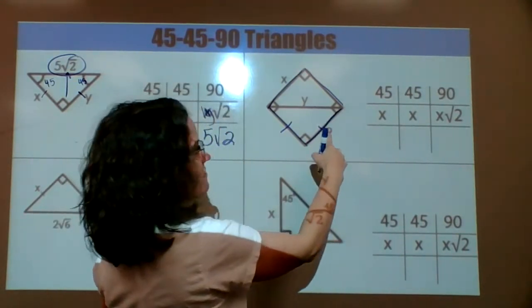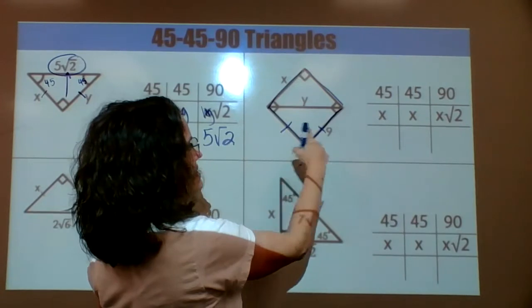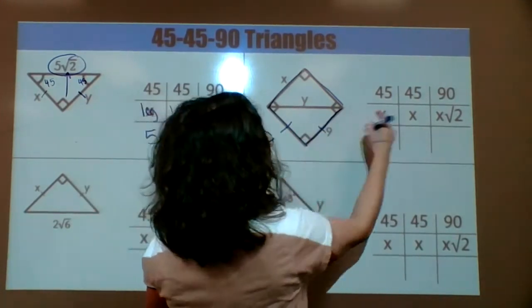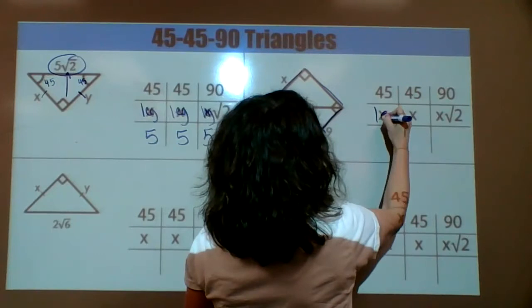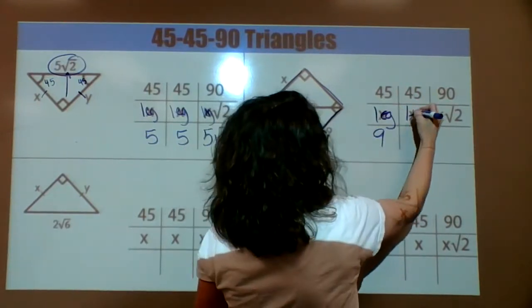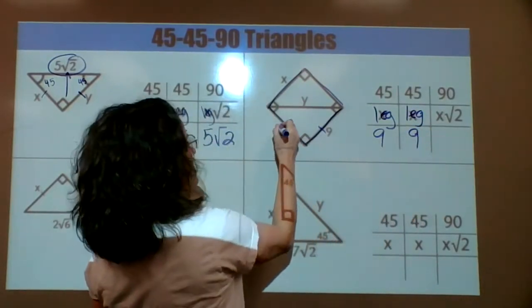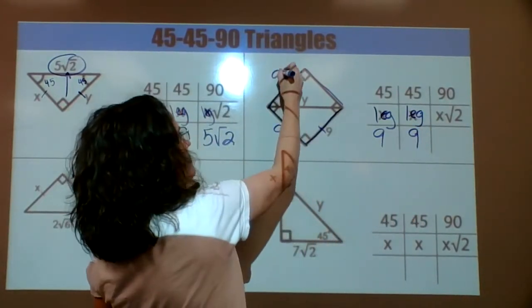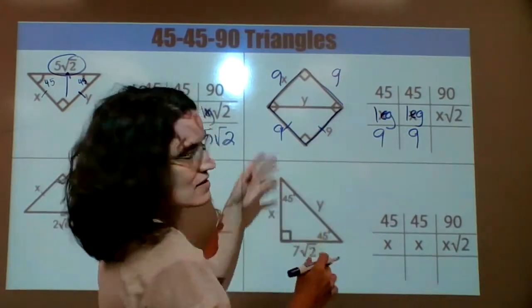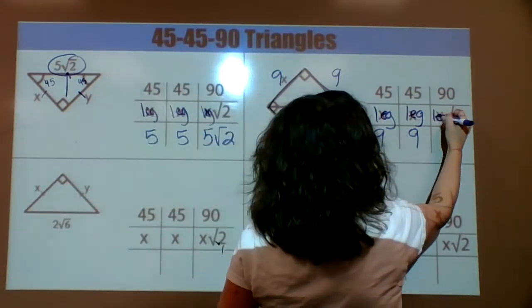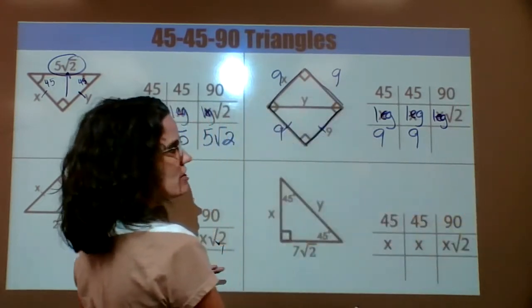This would be one of my legs because it is not opposite the 90, it is opposite one of the 45s. So one of my legs here is 9. Well, that tells me my other leg should also be 9. So this leg is 9. And this leg is 9 and this leg is 9 because the whole thing is one big square. Now, this one is a leg times the square root of 2.